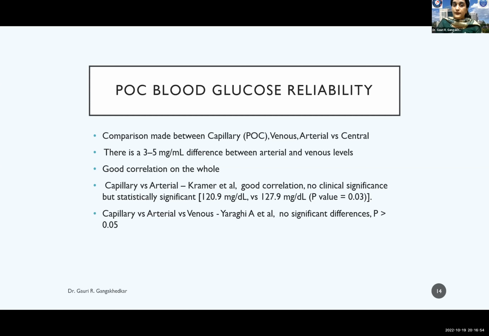But we find that as far as point of care tests on the whole go, there is a good correlation. If you compare capillary versus arterial, Kramer et al. found a good correlation with no clinical significance in spite of a statistically significant difference in the values of the serum blood glucose levels that they found. Yaraki et al. compared arterial, capillary, and venous, and they found no statistical difference in the values that you get.